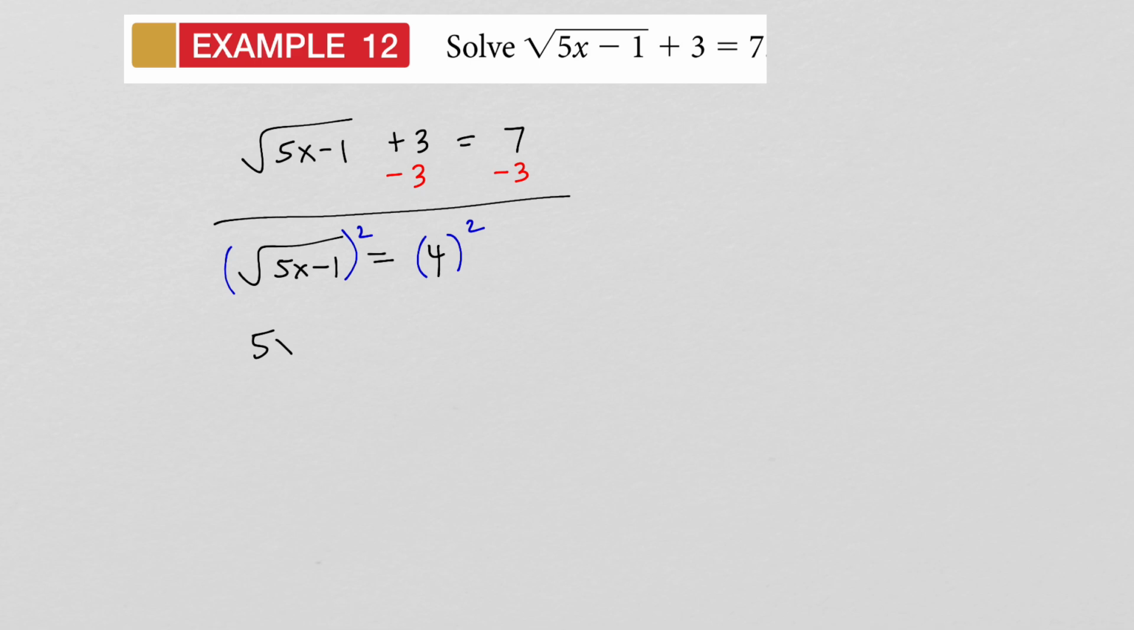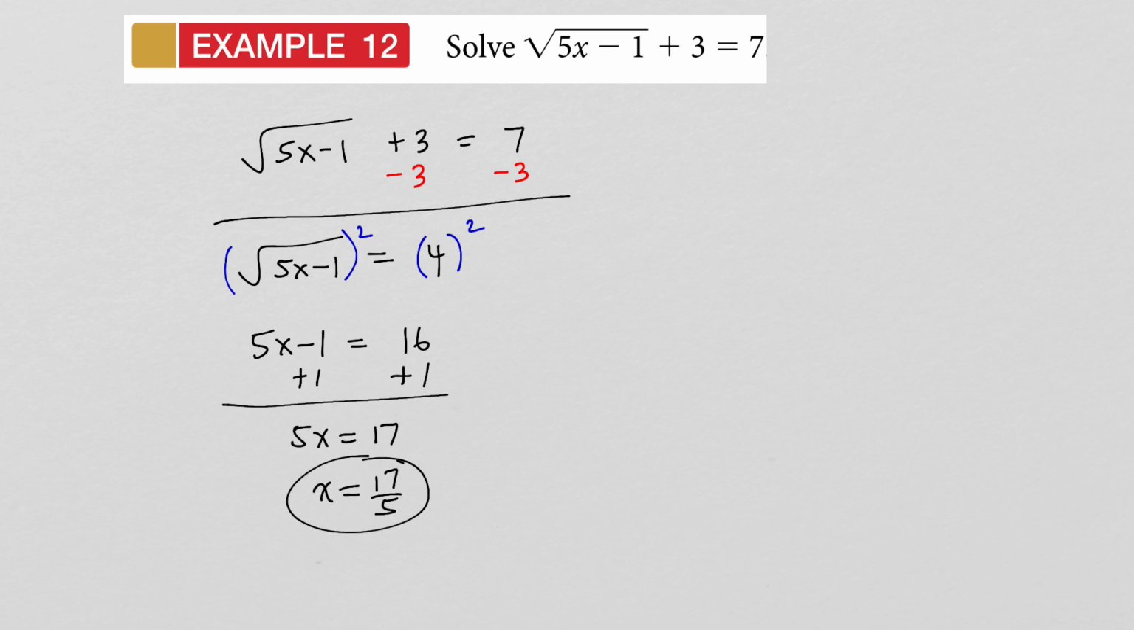And so the left-hand side becomes 5x minus 1. The right-hand side becomes 16. Let's add 1 to both sides. We get 5x is equal to 17. And then dividing by 5, we get x is equal to 17 over 5. And I'll skip the checking part. This answer does indeed work.